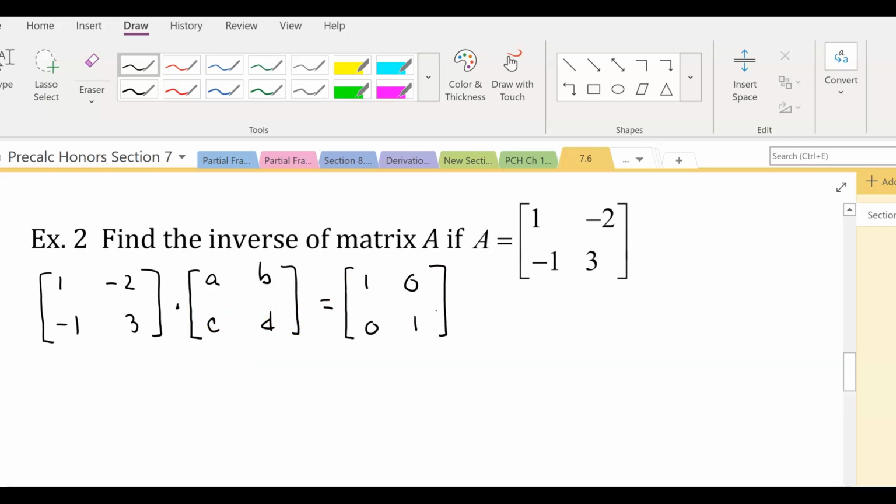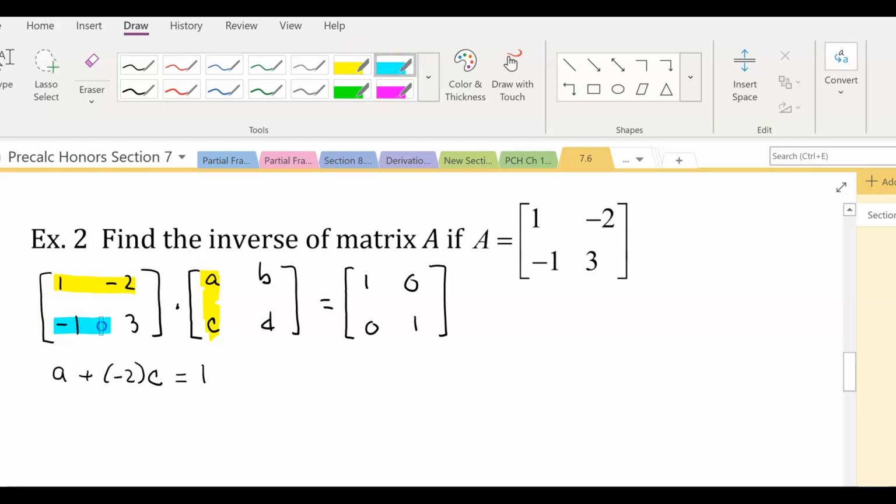So let's go ahead and use this to set up a system. I'm going to multiply this first row by this first column. So I have 1 times A plus -2 times C, and we know that's going to have to equal 1. So the first row times the first column gives us first row, first column in our identity matrix.